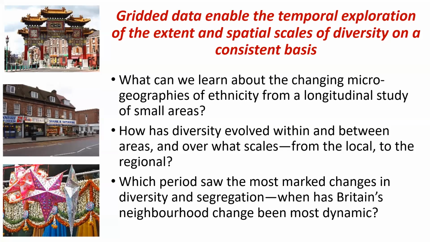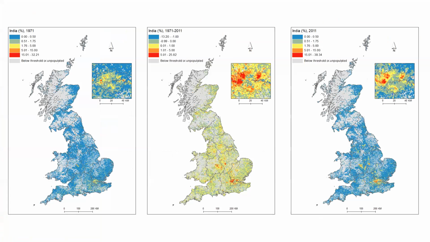And so we're using the pop change resource to think about the spatial scales of diversity on a consistent basis, and asking questions around what we can learn about the changing microgeographies of ethnicity from what we've termed a longitudinal study of small areas, and asking questions about how diversity has evolved within and between areas and over what scales from the local to the regional. You can also use the resource to answer interesting questions like which period saw the most marked changes in diversity and segregation. In other words, when has Britain's neighbourhood change been at its most dynamic?